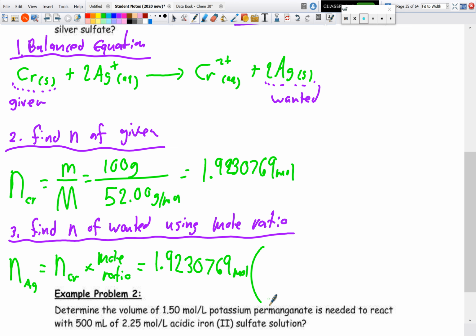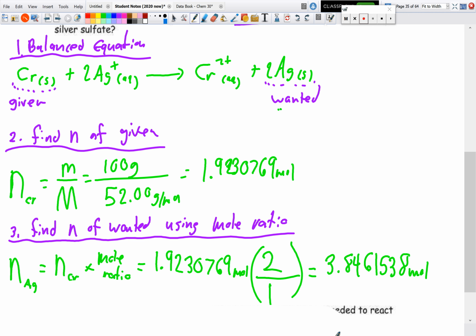So in this case right here, remember the mole ratio is wanted over given. So we have wanted, which is silver, the coefficient in front is 2. So that is on top, our given is chromium, the coefficient in front is 1. And when we do this calculation, we get 3.8461538 moles. So I'm keeping a lot of digits, of course, as I'm going out with here. You don't need to keep that many if you don't want to. This is just so I make sure I have enough when I'm going through all the rest there.